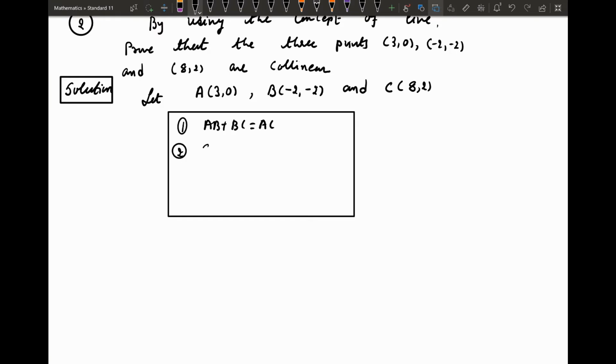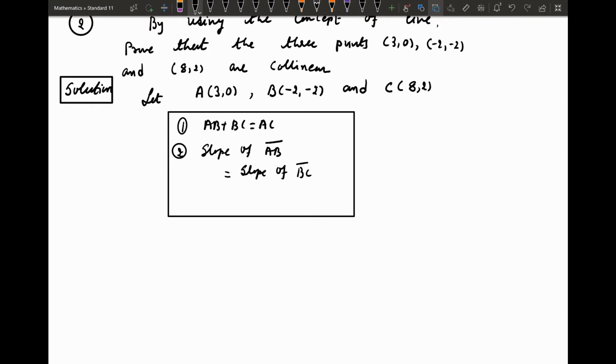Another method: slope of line segment AB equal to slope of line segment BC. This is another method, but here we have to use the concept of line. So out of 3 points, use any 2 points and find the equation of the line, and show that the third remaining point satisfies that equation.